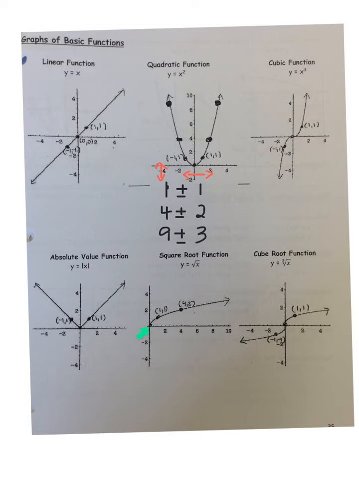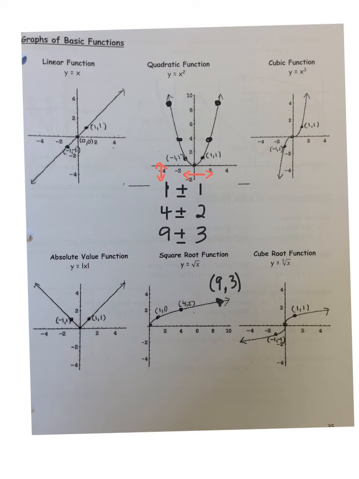Okay, so again, to the right 1, up 1. To the right 4, up 2. Then here I will go to the right 9, up 3. So let me put that point in there. It would be right here, and we would be going to the right 9 and then up 3.